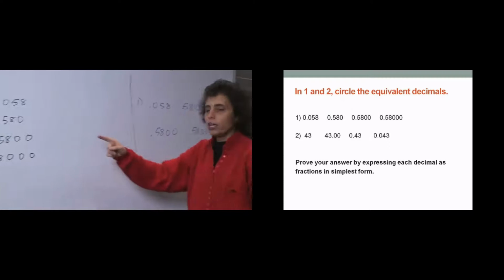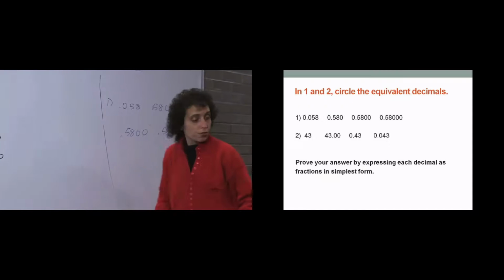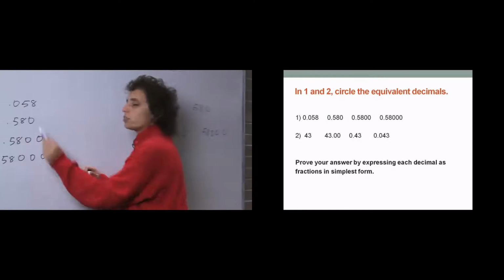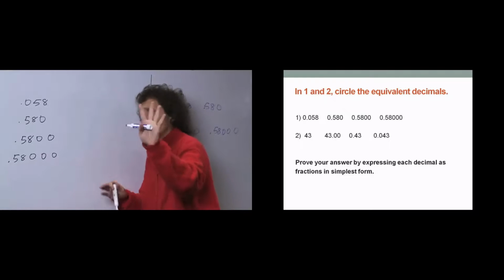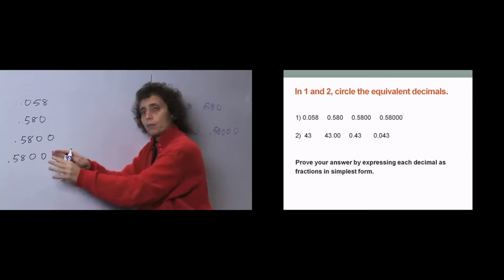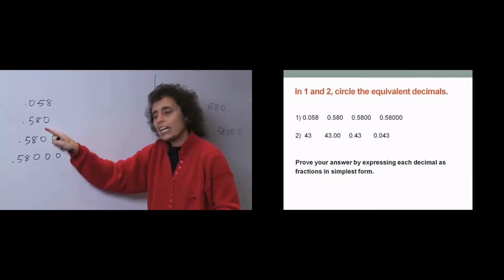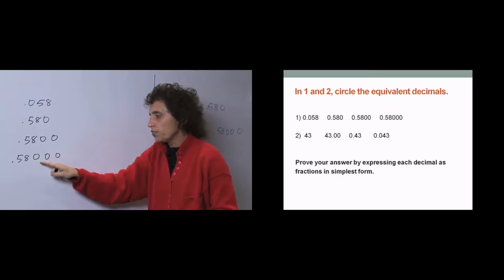Now what I would do is make them all have the same number of zeros. So I'm going to get my other color. Okay, here we go. Not same number of zeros, same number of places. Okay, same number of decimal places. So this has 3 decimal places. This has 3 decimal places. This has 4. This has 5.